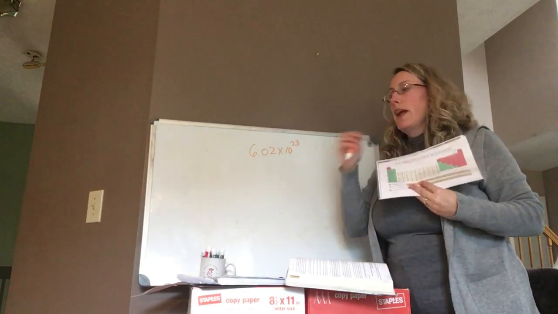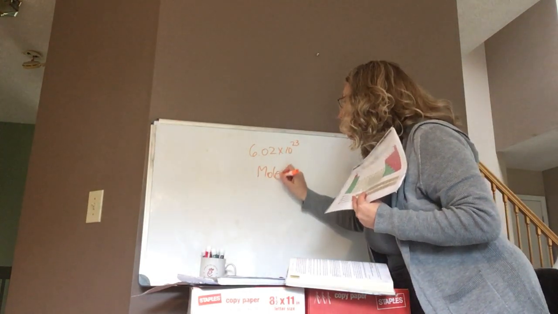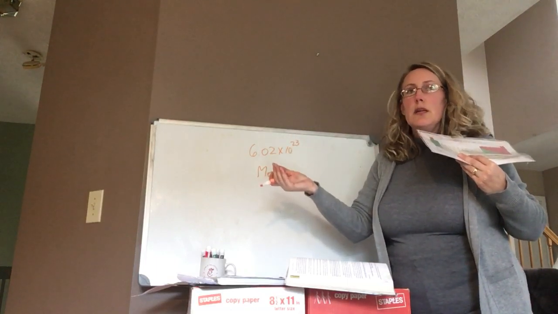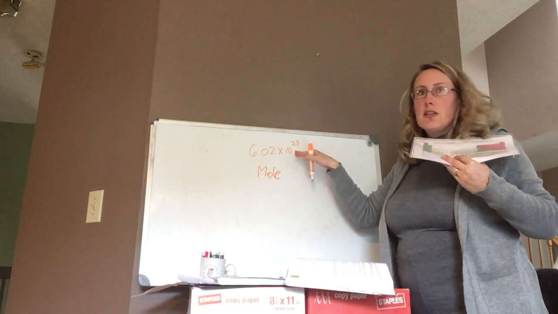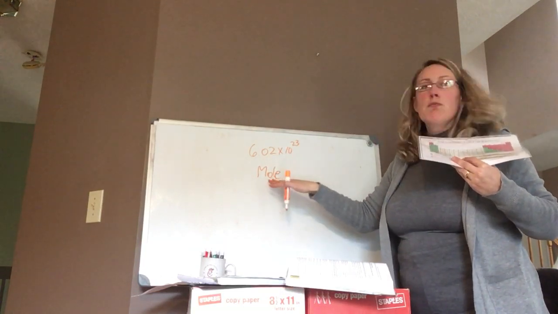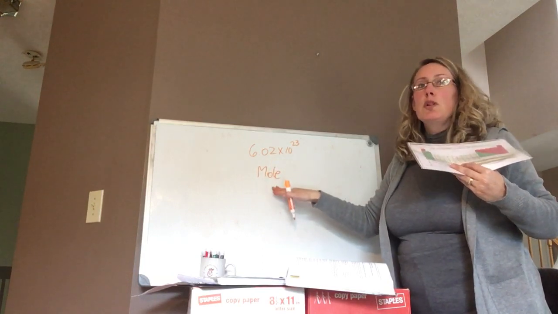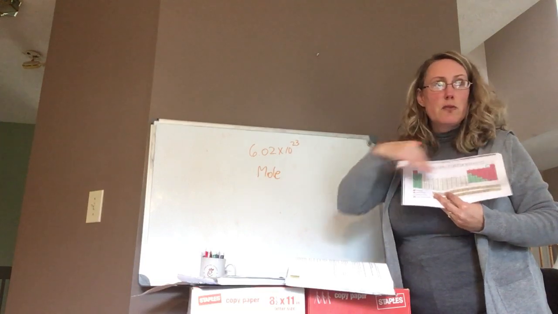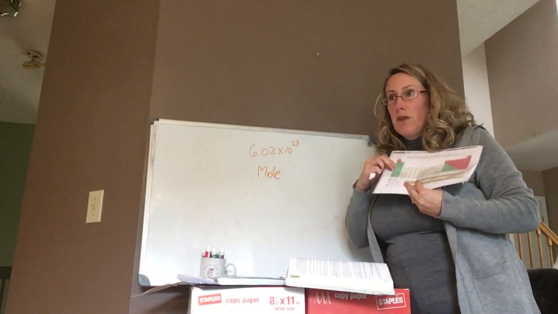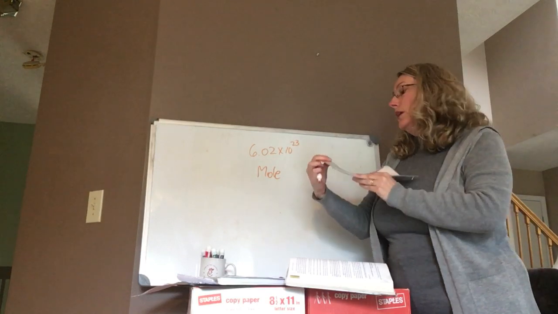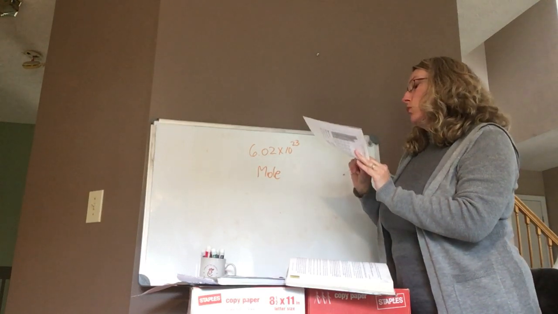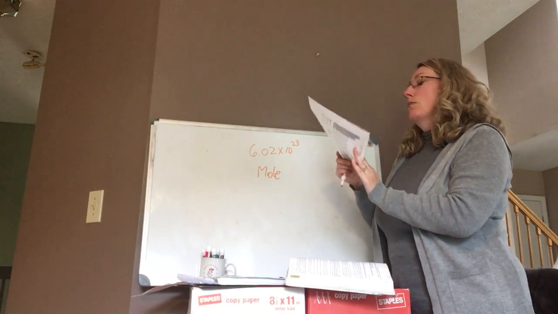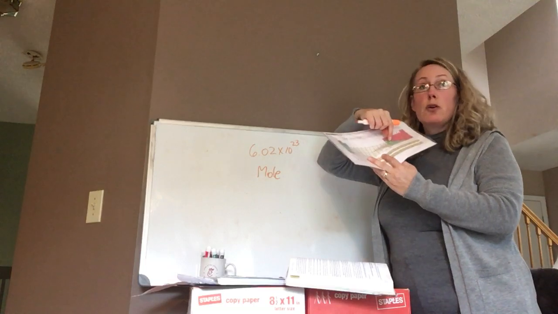And when you have this many grams, it's called a mole. So just like 12 donuts make a dozen, when I have 6.02 times 10 to the 23 pieces of it, I have a mole. And when I have a mole of it, it weighs this much, that number on the bottom of every single one of these squares, it weighs that much in grams. So a mole of carbon is 12.0 grams. A mole of fluorine is 19.0 grams. A mole of aluminum is 27.0 grams.